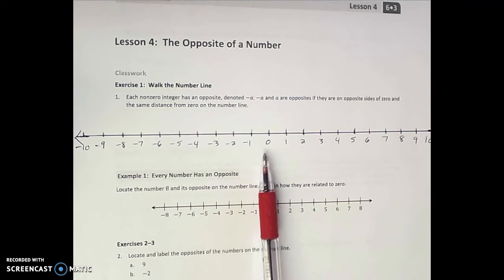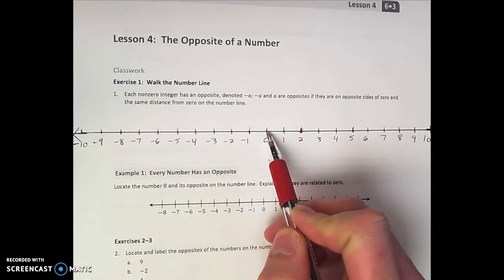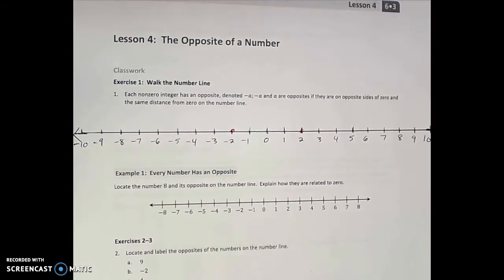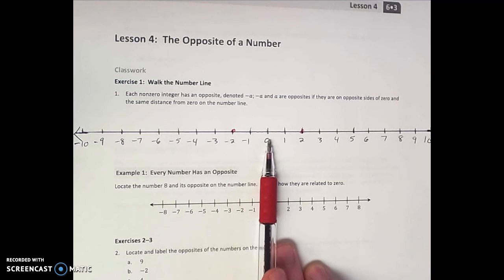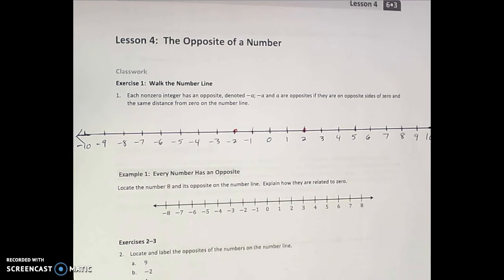For example, if we look at the number 2, there's positive 2. Its opposite would be the number that's the same distance from 0 in the other direction. So in this case, we would think about 0 and going the opposite direction: 1, 2, we're at negative 2. So we would say that 2 and negative 2 are opposites because they're the same distance from 0 in opposite directions. Same thing with 5 and negative 5. They're opposites because they're the same distance from 0 but going in the opposite direction. So for each number to the right of 0, there is a corresponding number the same distance from 0 to the left.